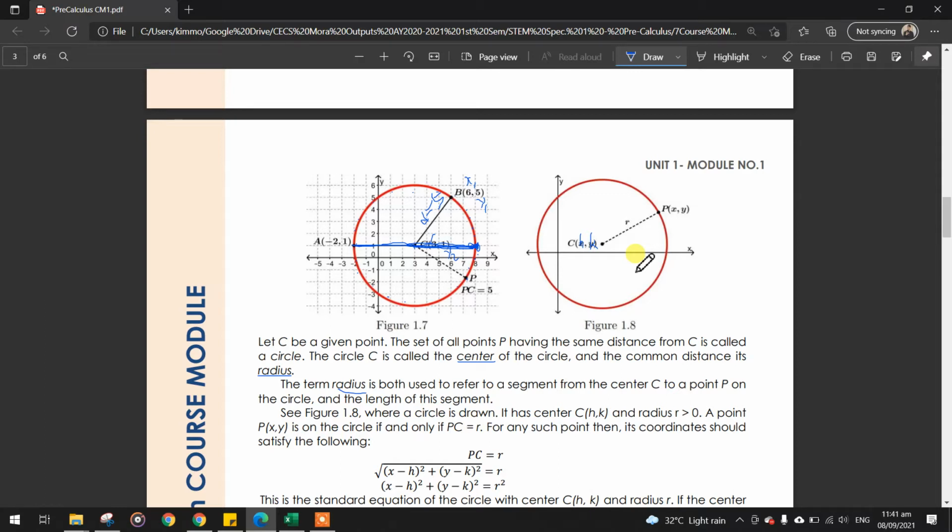Okay, let's continue. So we have coordinates sa atong center nga H and K, meaning H here can be any value sa tao ang x nga coordinate and our K here can be any value pod sa tao ang y nga coordinate. And we have our radius r which is of course greater than 0.